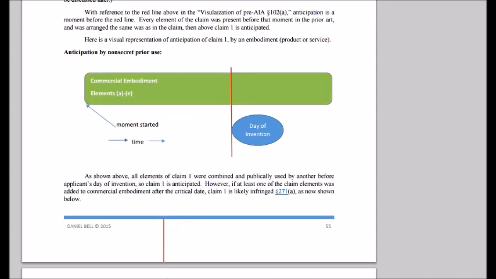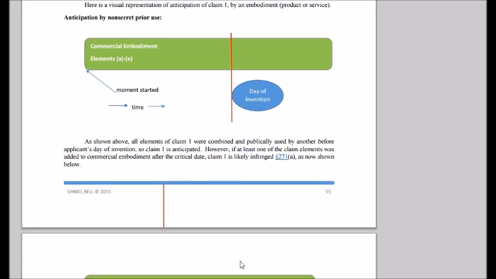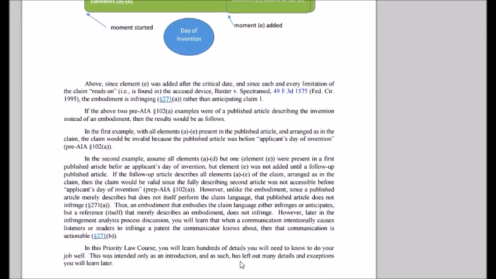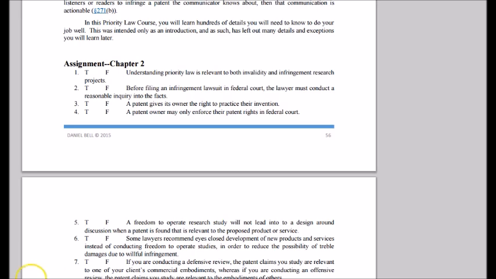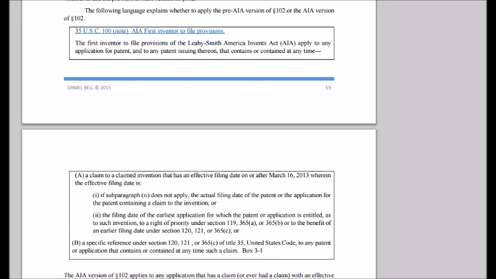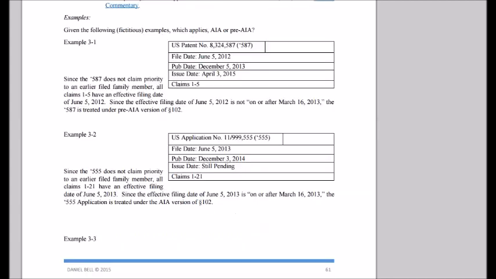There are visualizations of what is infringement, whether prior commercial embodiment or not, and then of course questions at the end of every chapter. Chapter 3 moves on to the question of whether to select AIA or pre-AIA, section 102. Apply the AIA version of 102, yes or no. It provides the statutory basis for making that decision, then begins to form data structures explaining filing dates, publication dates, issue dates, and going through examples so the reader can learn whether something's pre-AIA or AIA.